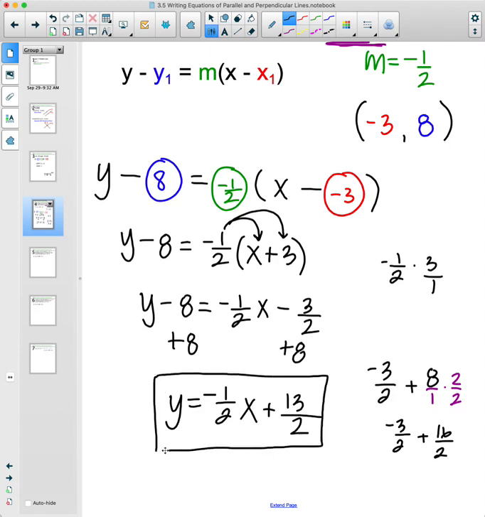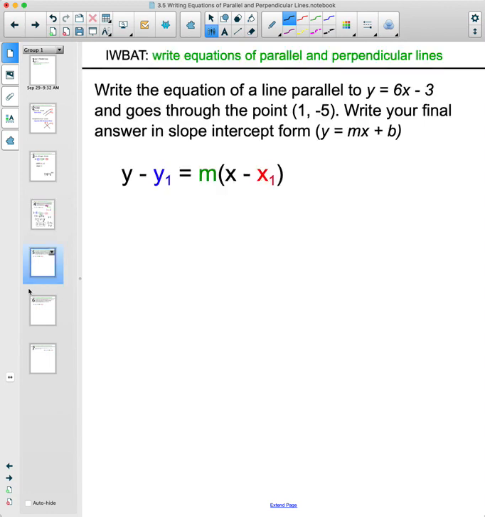Okay, so this is the equation of that line with a slope of -1/2 going through that point. So then let's take a look at if we wanted to do the equation of a line parallel to. Okay, so parallel is going to help us get the slope because if we remember back to that first slide, parallel lines have the same slope. So what this is trying to get you to do is steal the slope from this equation.